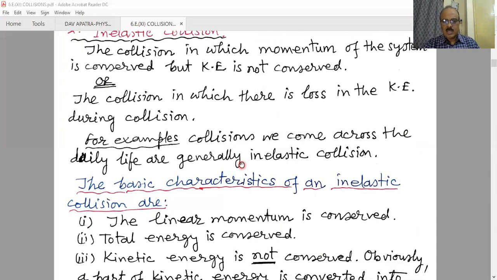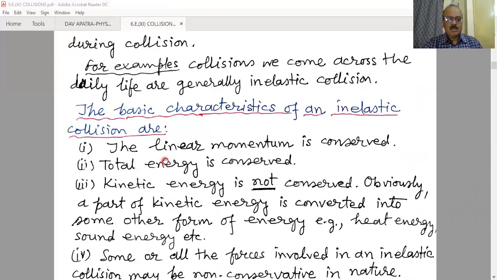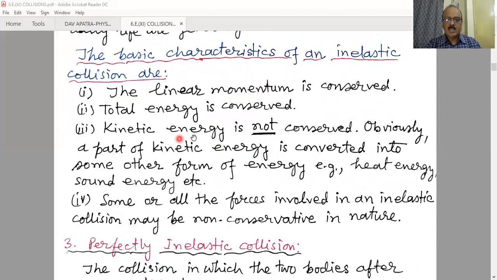And here are the basic characteristics of an inelastic collision. As we stated above, linear momentum is conserved and total energy is conserved. It is the common feature for all collisions. Number three, kinetic energy is not conserved. That is the main difference between elastic and inelastic collisions. Obviously, a part of kinetic energy is converted into some other form of energy, for example heat energy, sound energy, etc. Therefore, after the collision, the kinetic energy will be less than before the collision.